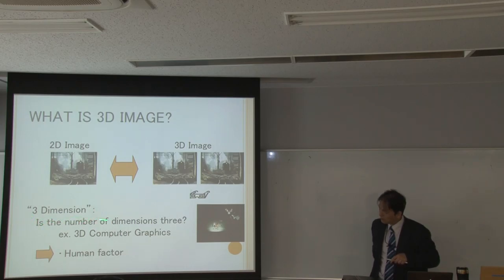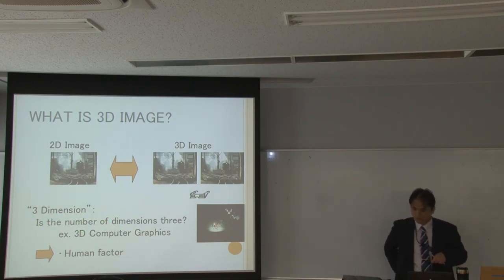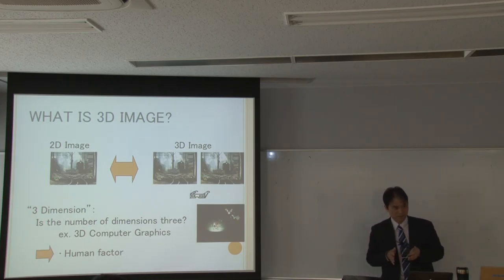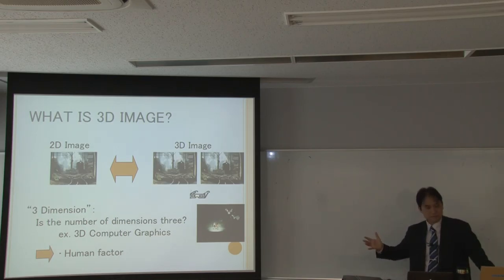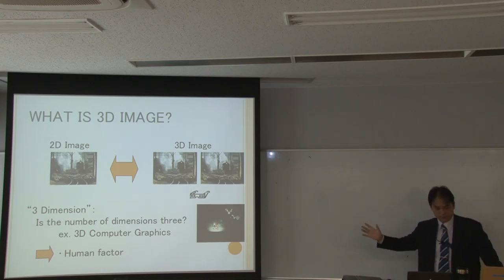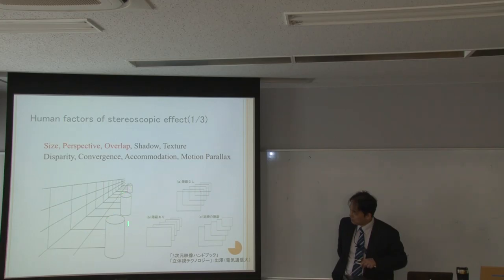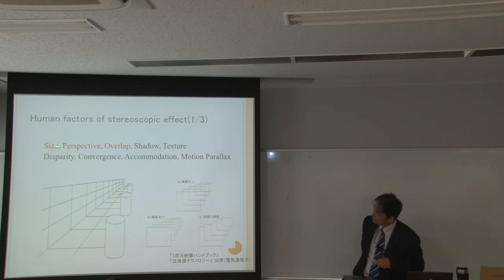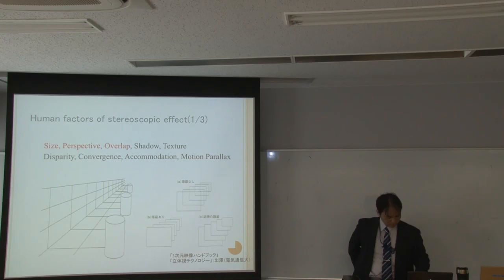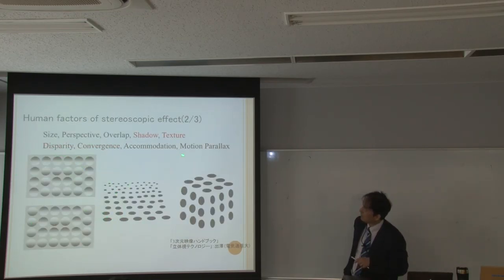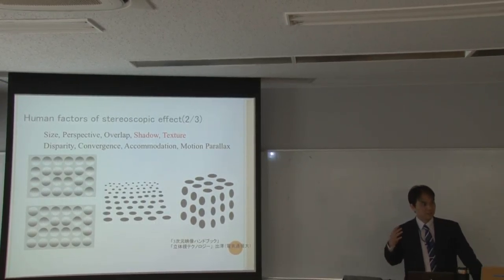So first of all, we have to consider what a three-dimensional image is. In this case, we have to focus on the human factor. This is not mathematical, but the human perceives a 3D image in the brain. So this is called a 3D image. Let's consider the human factor here. For example, please look at this figure. You can perceive some 3D impression from this figure. The cues are listed here: for example, size, small size and large size here, perspective here, and overlap. For example, this is not three-dimensional, but this seems to be 3D. And some shadow, for example here, and the texture. From these cues, we can perceive a three-dimensional impression.